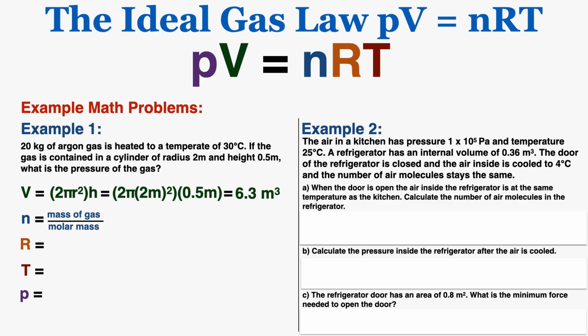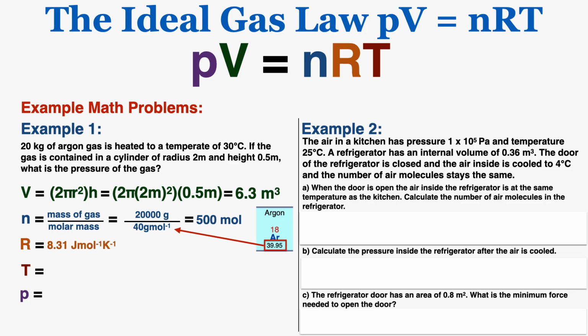To calculate the number of moles, I can divide the mass of the gas by the molar mass. And I can see that argon has a molar mass of about 40 if I look at the periodic table. So that's 40 grams per mole. So to make this convertible, I convert the mass into grams instead of kilograms. And when I do that division, I find that there are 500 moles present in this gas.